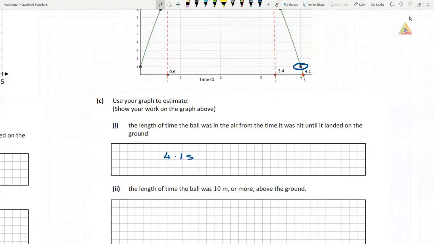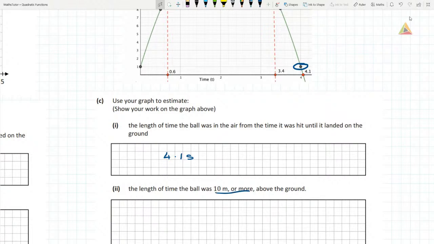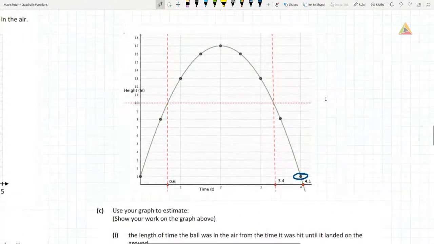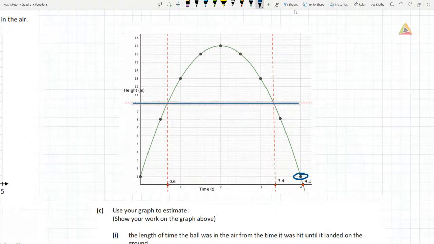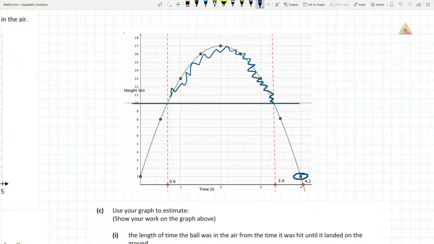The second thing that they're asking me to do on the graph is find the length of time the ball was 10 meters or more above the ground. So we're going to go back up to our graph, and we're going to draw a line across at 10 meters. So we just take out your ruler and we would draw a straight line across at 10 meters. And I'm interested in how long is it above 10 meters. So this is above 10 meters in all of this section up here. So all of this section here, it's above 10 meters until it comes back down to this blue line.